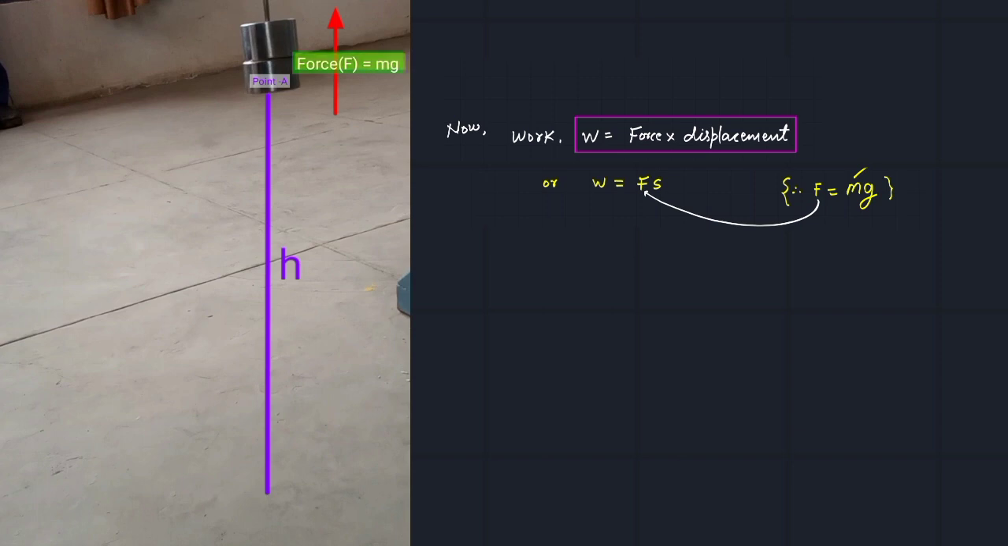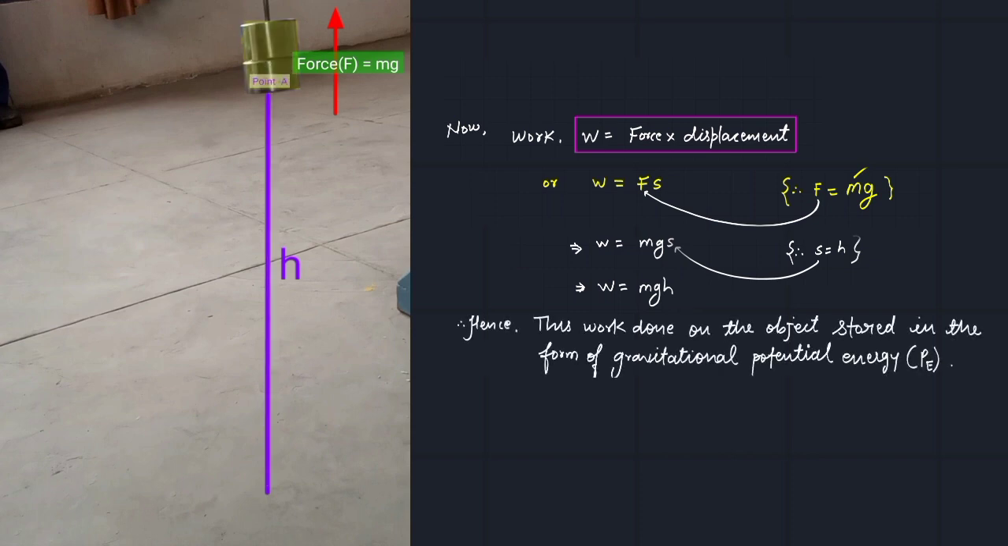Here, force is equal to mg, where m is the mass of the object. Now in place of F, we put the value F is equal to mg. Hence we get W is equal to mgs. And you know that here the displacement is the height, so s is equal to h. Hence we can write W is equal to mgh.